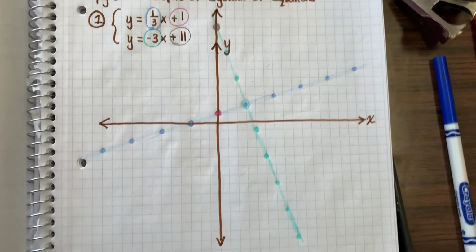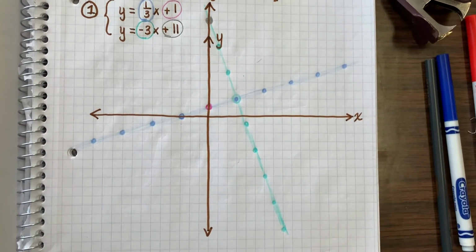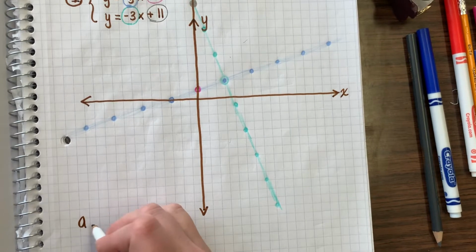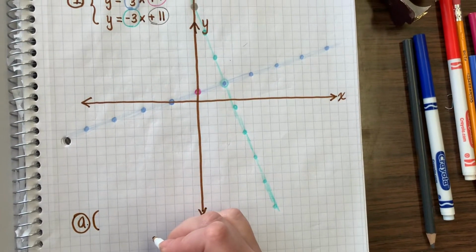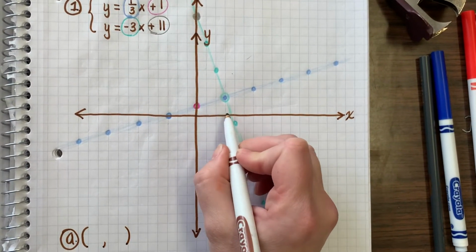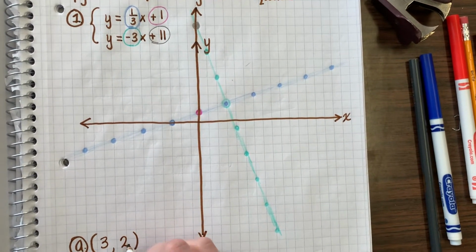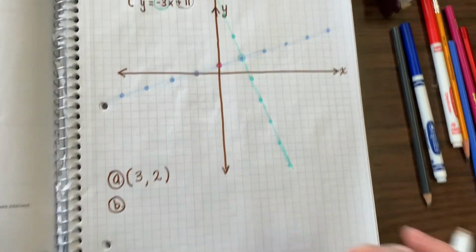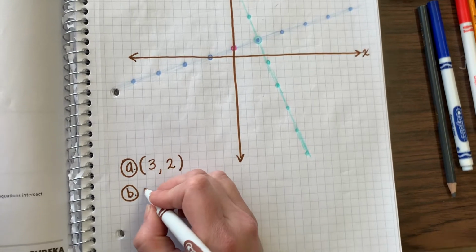And so now we can clearly see our point of intersection. So our point of intersection is right here. And so part A says to name the ordered pair where the graphs of the two lines intersect. That would be 1, 2, 3 and up 2. So (3, 2).